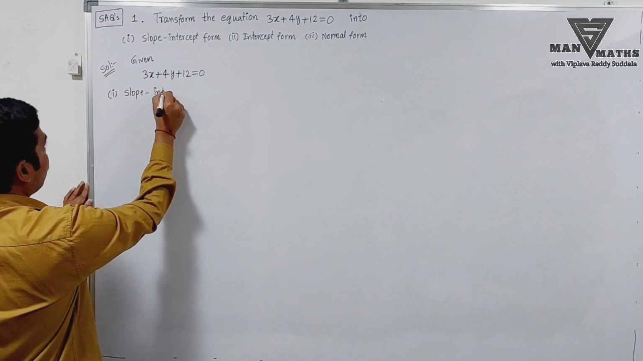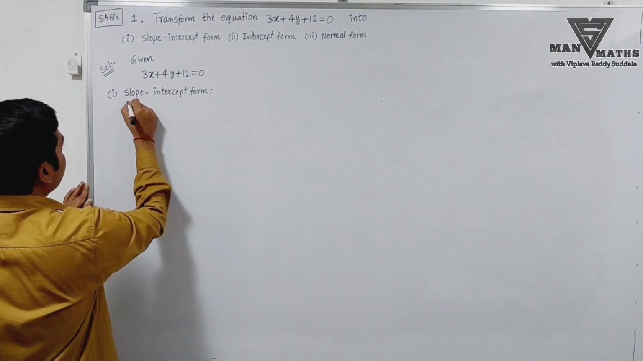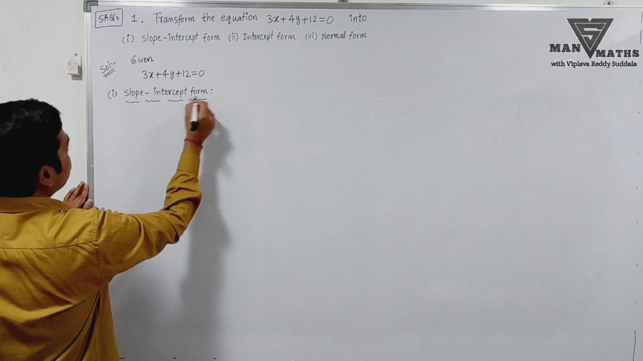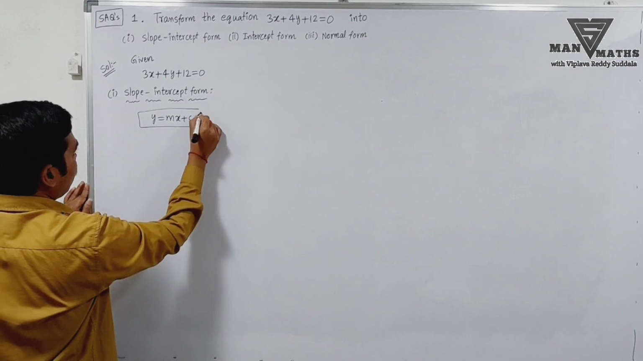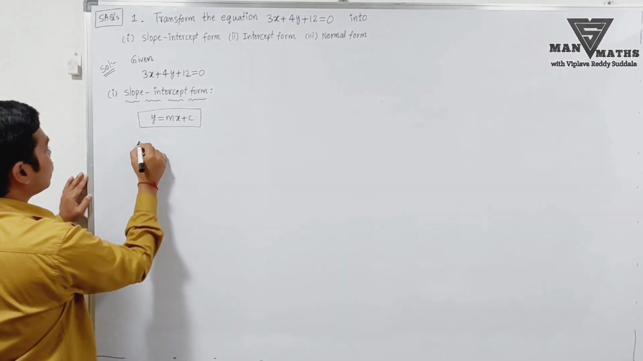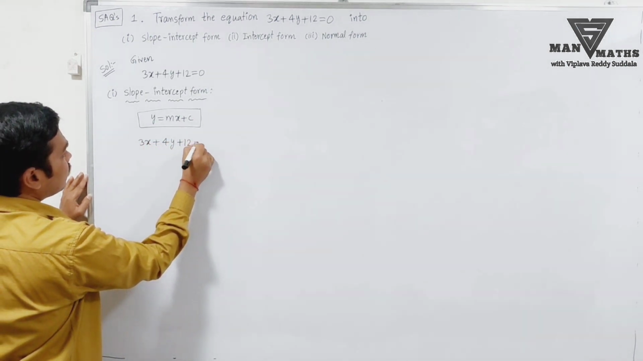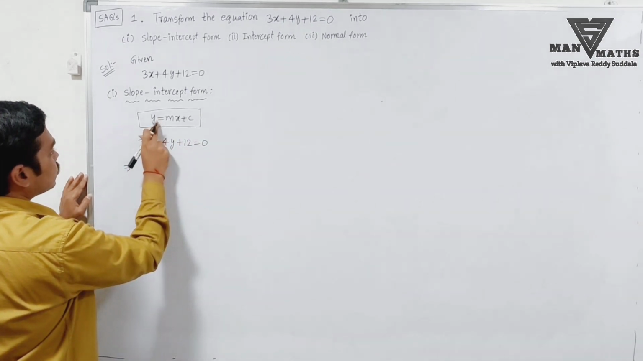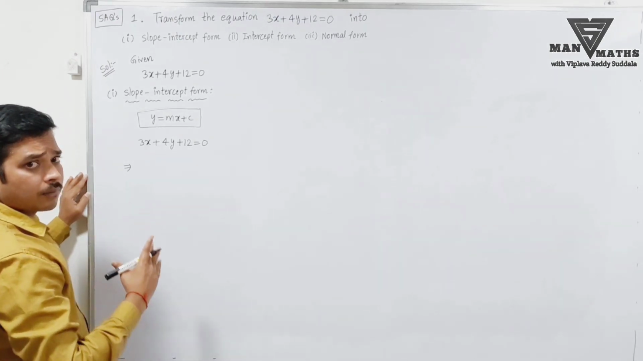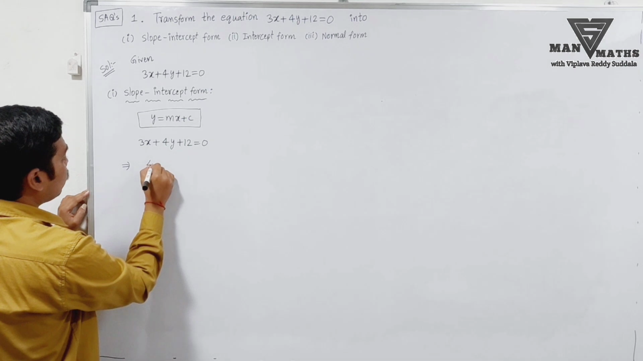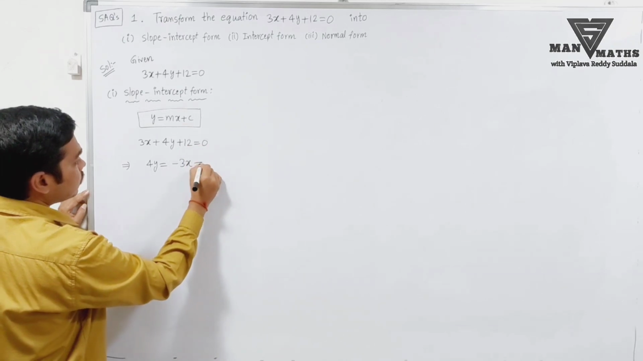Slope intercept form of a straight line. What is the slope intercept form of a straight line? We know that y is equal to mx plus c is the slope intercept form of a straight line. Now take the equation 3x plus 4y plus 12 equal to 0. Now the LHS should be only a single y. All remaining terms, send to the right side. The equation is 4y is equal to minus 3x minus 12.